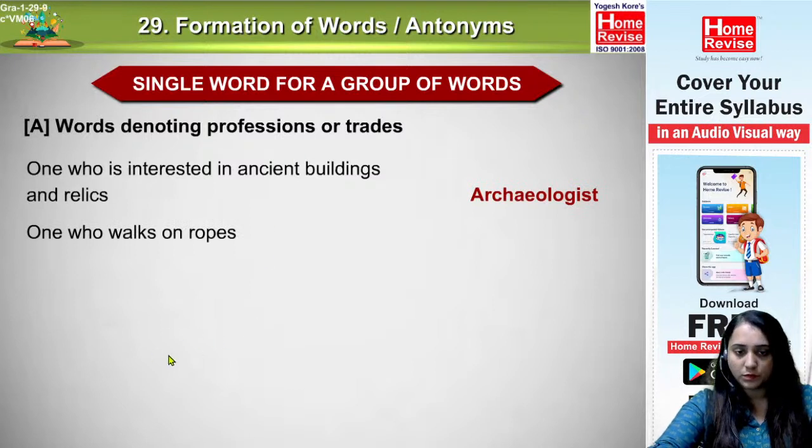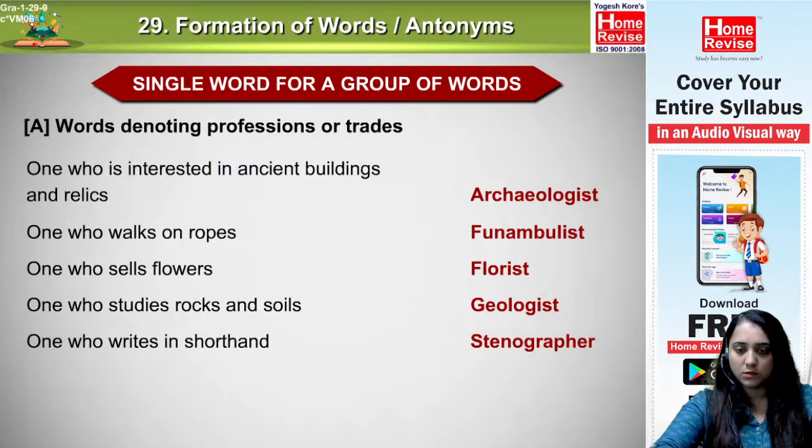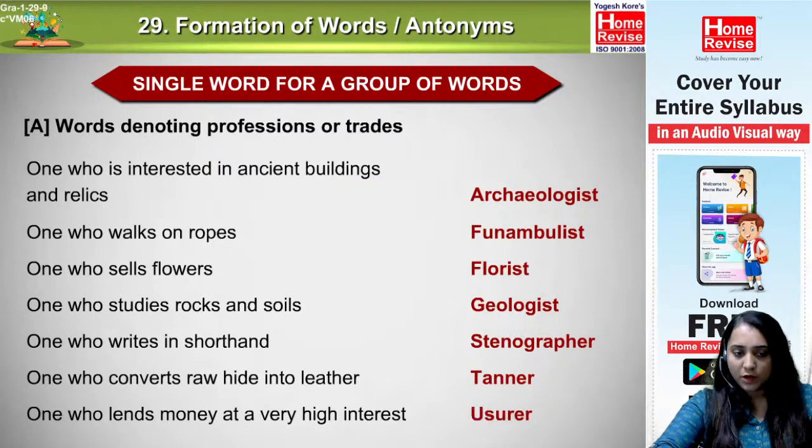One who walks on ropes: funambulist. One who sells flowers: florist. One who studies rocks and soils: geologist. One who writes in shorthand: stenographer. One who converts rawhide into leather: tanner. One who lends money at a very high interest: usurer. Fine. So this is how we have studied single words for a group of words.